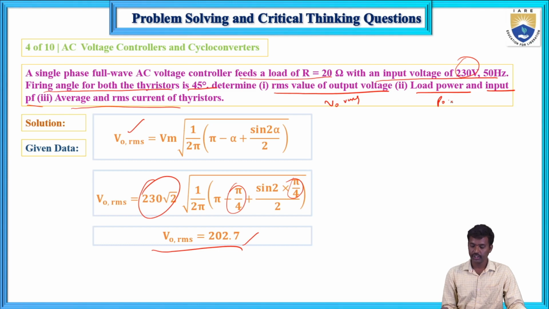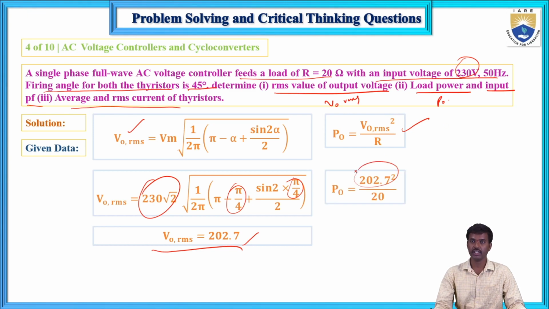So from this you can determine the output power. P0 equals V0 RMS square divided by R, that is 202.7 square by 20. P0 equals 2054 watts, so here 2.054 kilowatts. This is in watts.